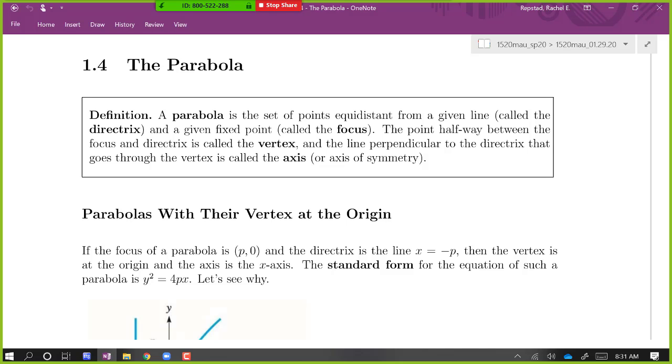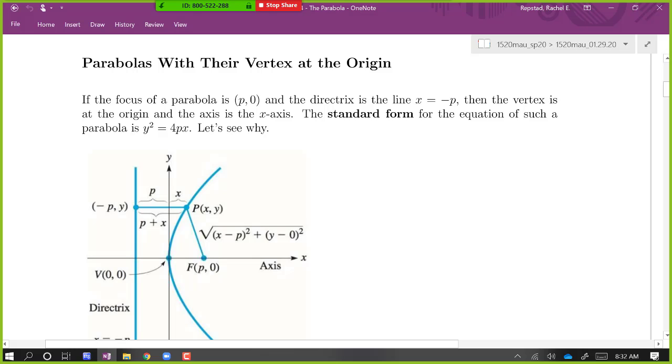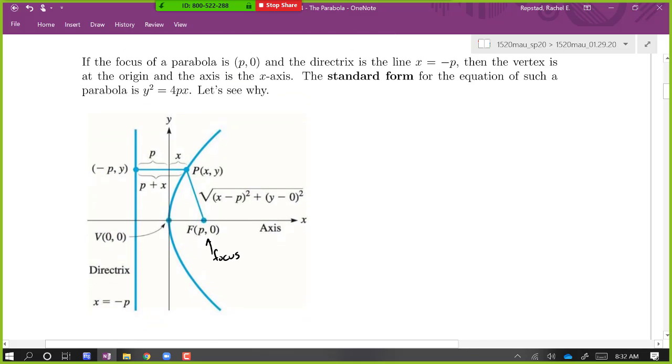And then you take all the points such that the distance to that fixed point, to the focus, is the same as the distance to the directrix. And that's what forms a parabola. If we look down here at the figure, here's the focus. This vertical line to the left is a directrix. And what makes this a point on the parabola is that the distance to the focus is the same as the distance to the directrix.